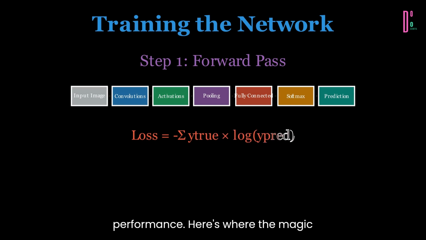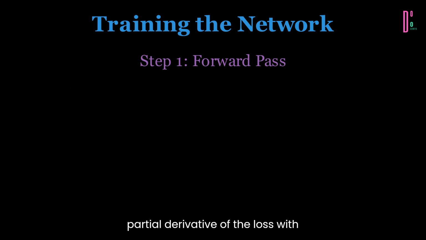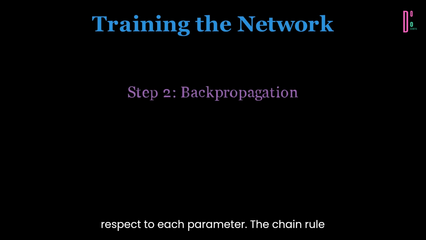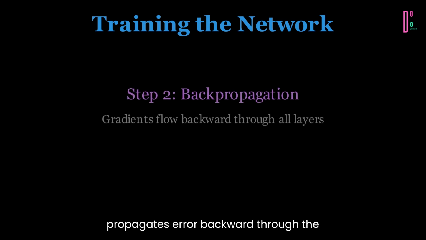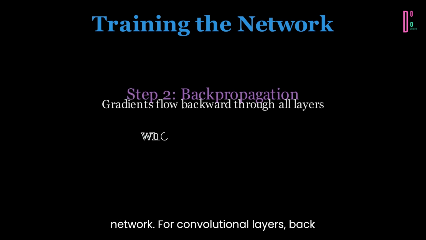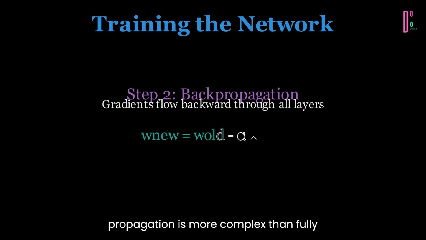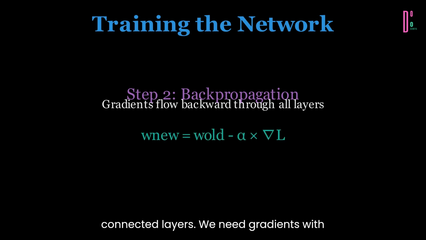Here's where the magic happens. We use backpropagation to compute gradients, the partial derivative of the loss with respect to each parameter. The chain rule propagates error backward through the network. For convolutional layers, backpropagation is more complex than fully connected layers. We need gradients with respect to filter weights and input activations for the previous layer.